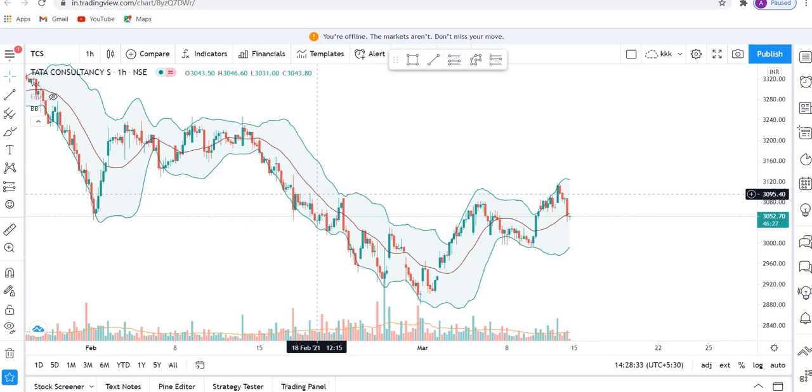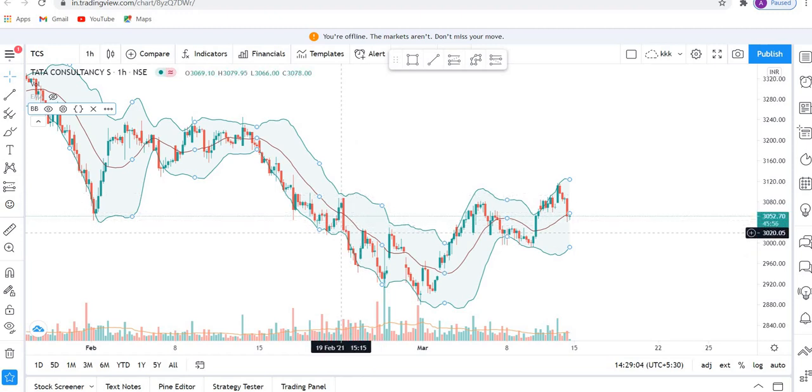Thus Bollinger Band is a band within which stock price usually lies. It comprises the middle line, the moving average. It can be a simple moving average, a weighted moving average, or an exponential moving average. Upper band is the moving average plus k into standard deviation, and lower band is the moving average minus k into standard deviation. A typical Bollinger Band just looks like this. As you can see, the upper band, the middle line, and the lower band.